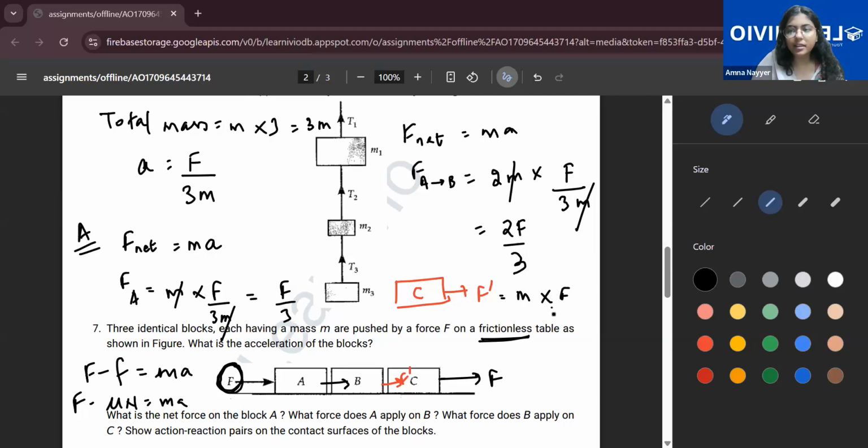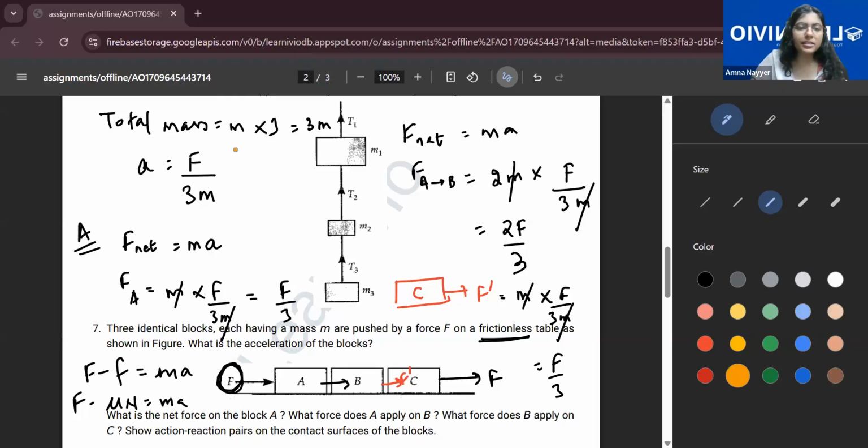F by 3m. So it will also come out to be F by 3 because both are towards the edges, no? So see, when you are calculating the acceleration, it is F by 3m, Neha. Net force on the block A is also F by 3. Net force that A applies on B will be 2F by 3 because both the blocks are getting disturbed. And finally, now you're left with the last block. So force that B applies on C will be F by 3.